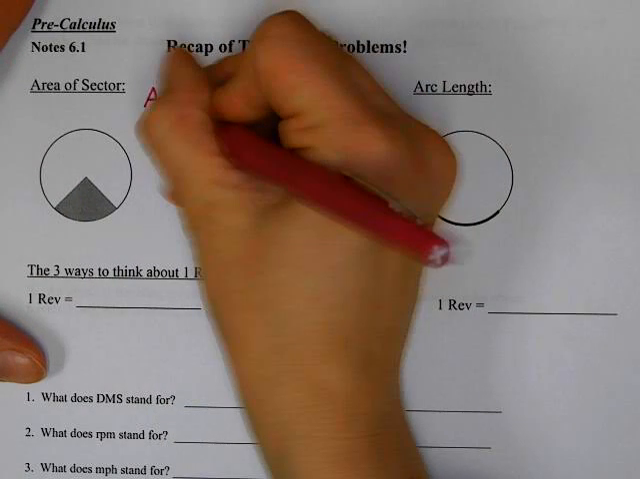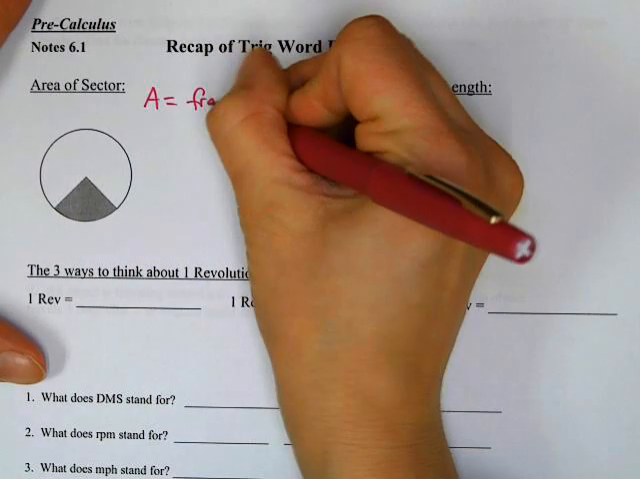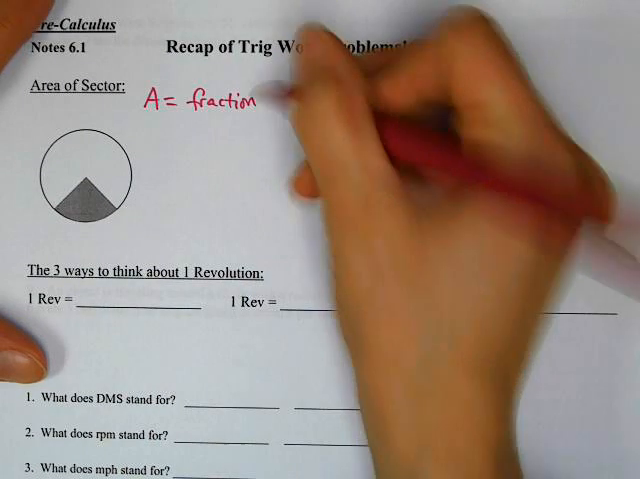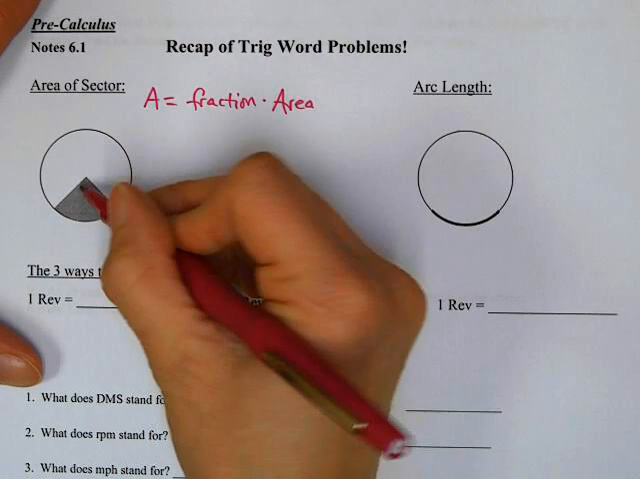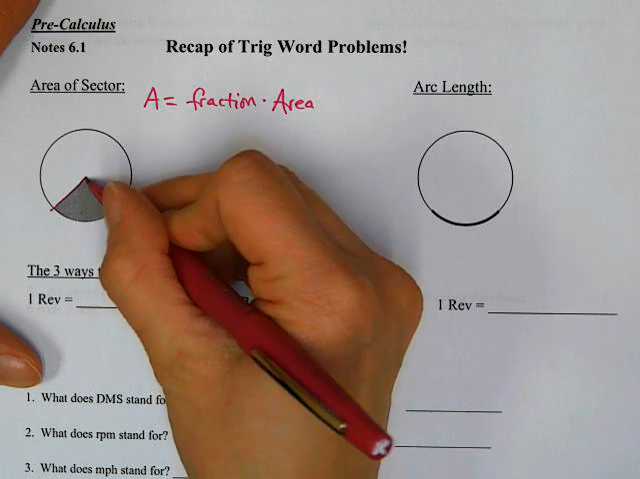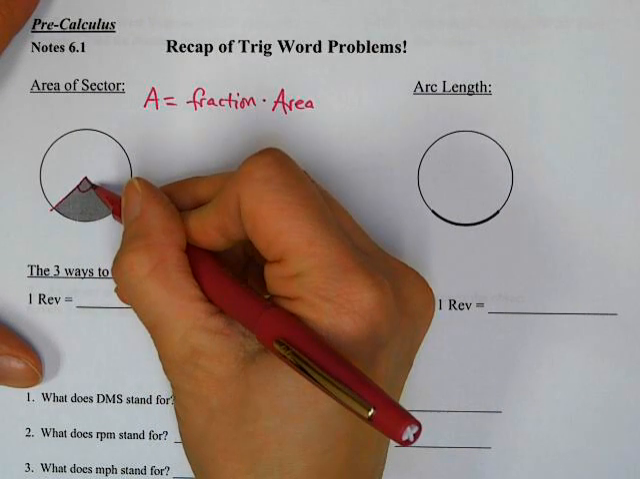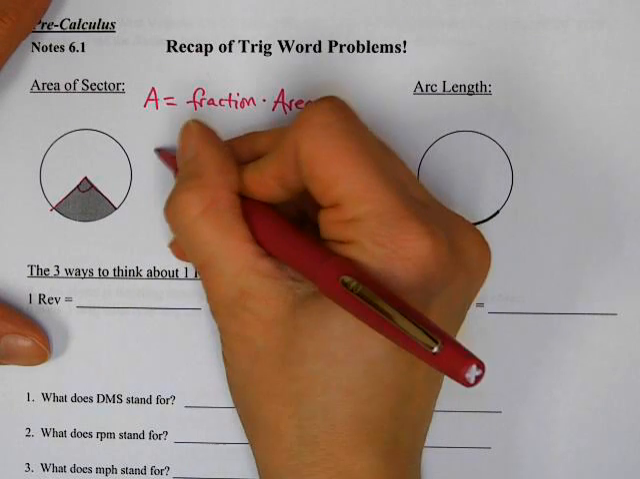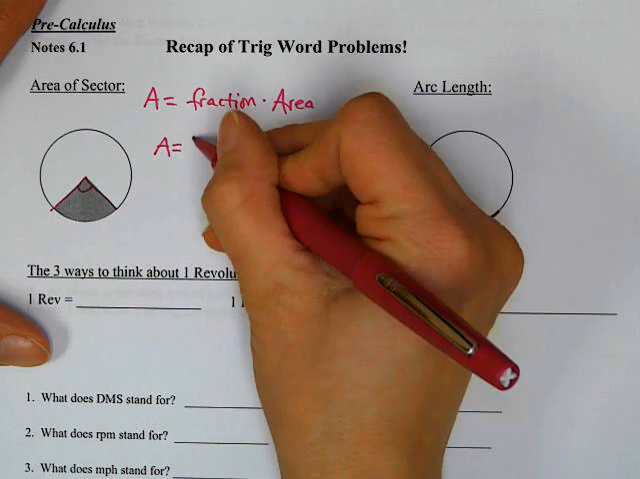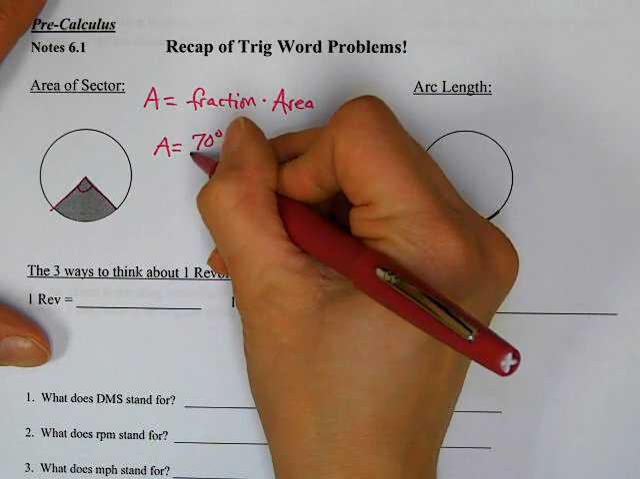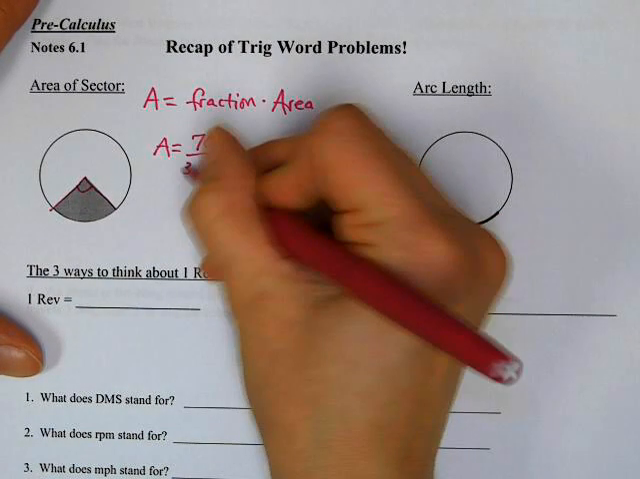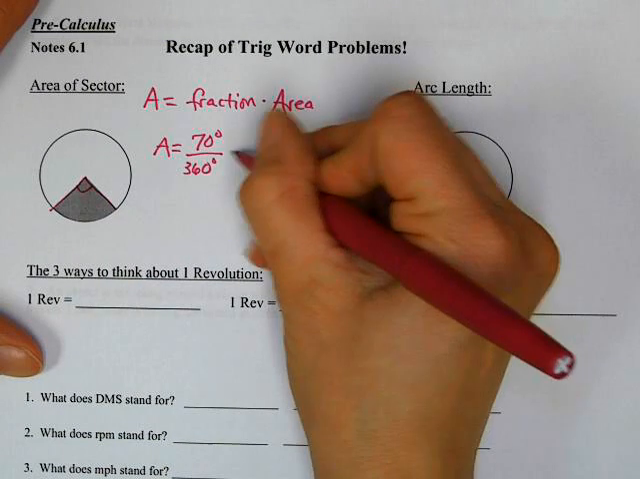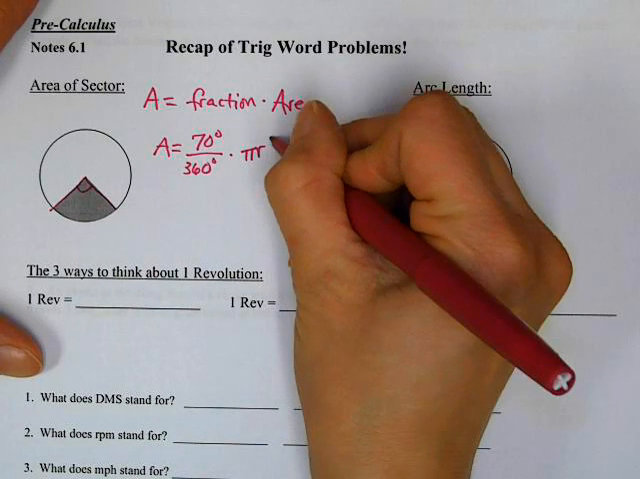So the area is a fraction of the entire area of the circle. So I need to know what the angle is right here. Okay, so the angle might be in degrees. If it was 70 degrees out of a total, how many degrees are in a circle? 360. And that would be times pi r squared.